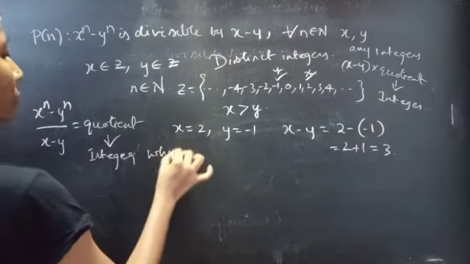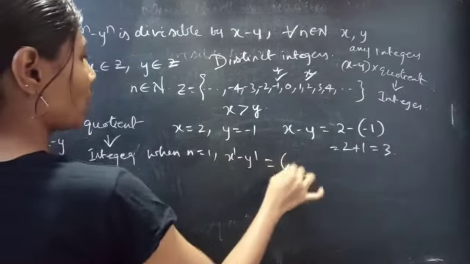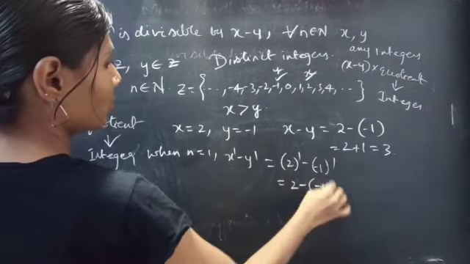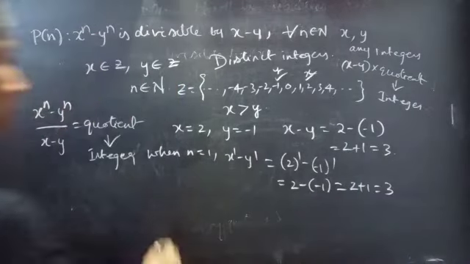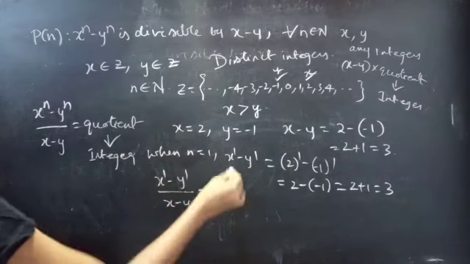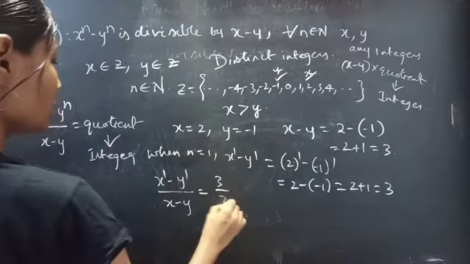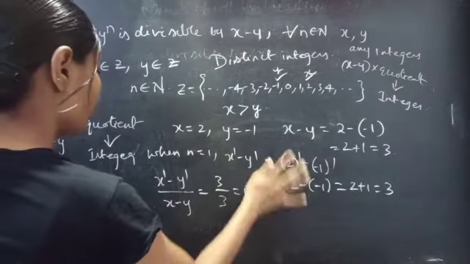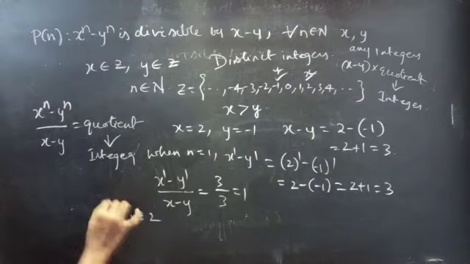When n equals 1, x^1 minus y^1 equals 2^1 minus (minus 1)^1 equals 2 minus of minus 1 equals 2 plus 1 equals 3. Then (x^1 minus y^1) by (x minus y) is 3 by 3, which equals 1, which belongs to Z. For this we got 1. Fine. Now let's see for n equals 2.